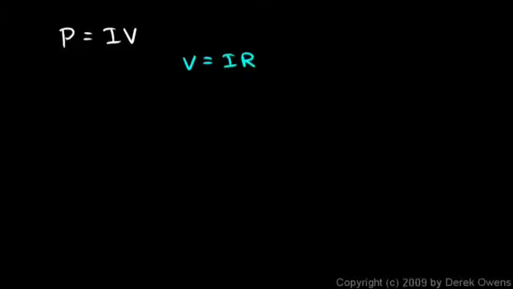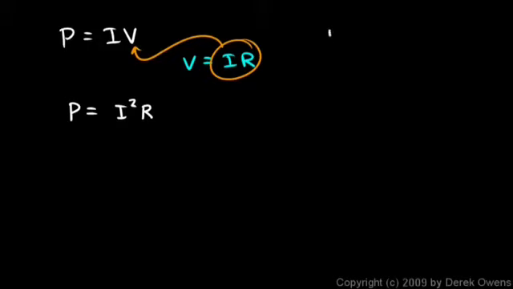So let's take that and substitute it right there. And that gives us this. P is equal to I times IR, which gives us I squared R. So that's another equation for power.